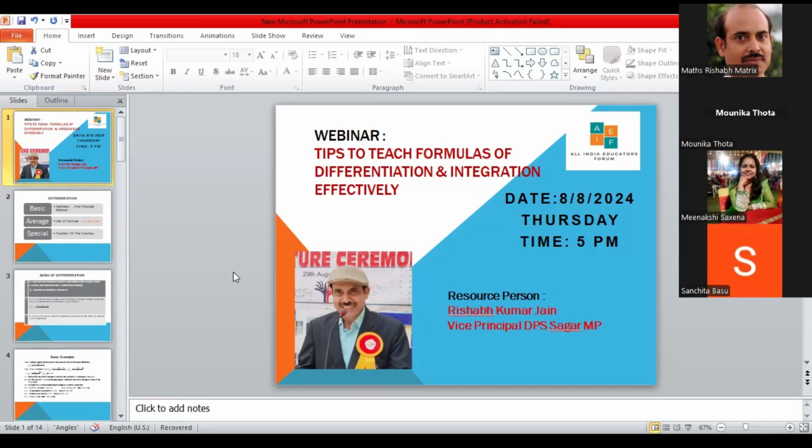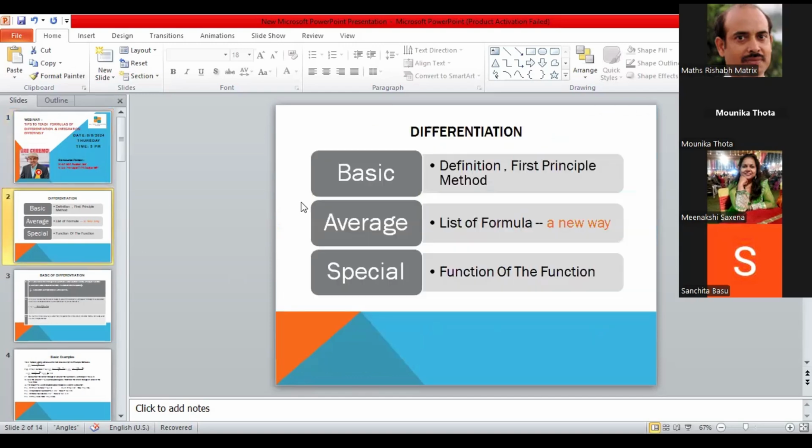How much stress and confusion are there in the children's minds whenever they are learning the identities and formulas of calculus. So we are going to start with the very basics. In the first slide, I'm going to tell you a simple thing: whenever we start differentiation or derivative, we should focus more on the basic meaning, the definition, and the first principle method, which we know is in the syllabus of class 11.